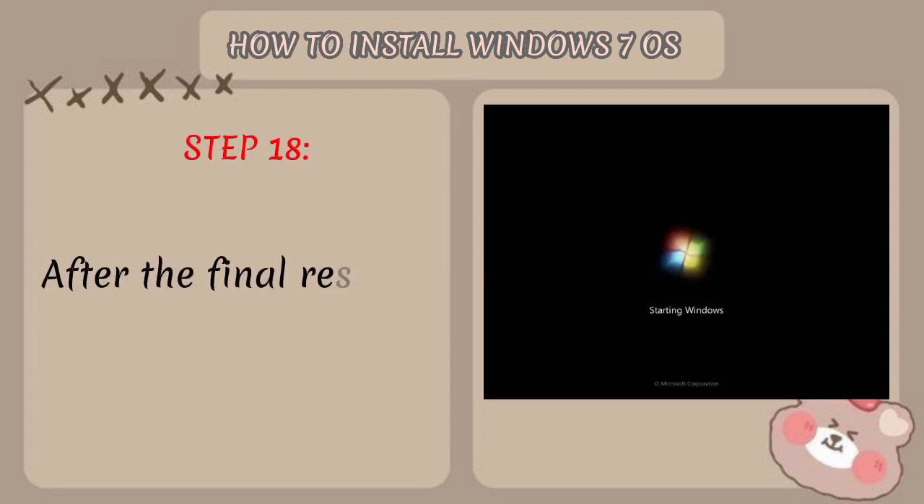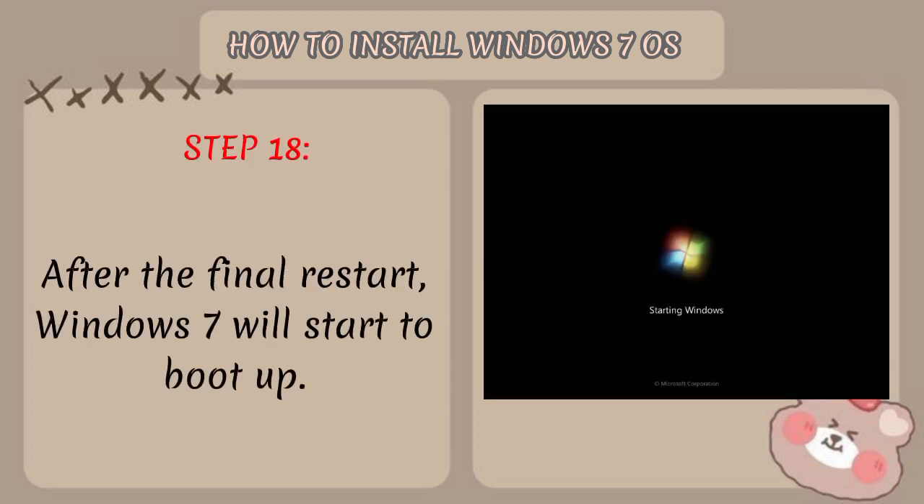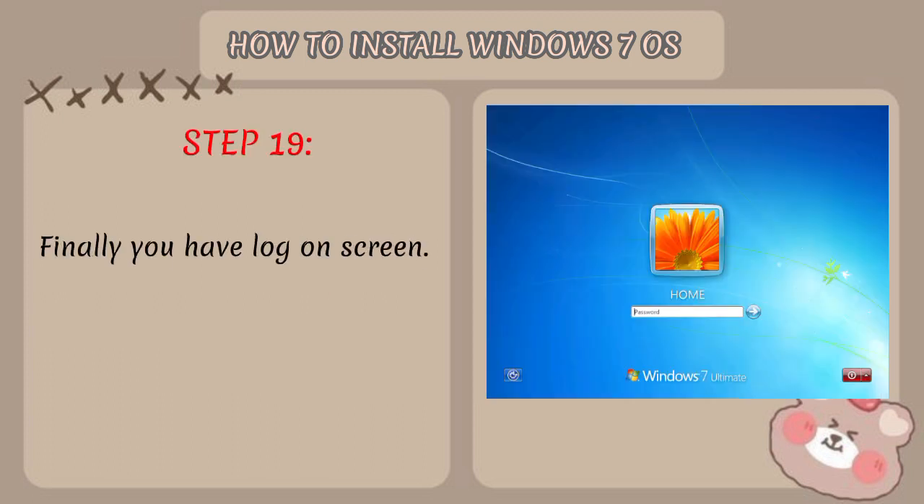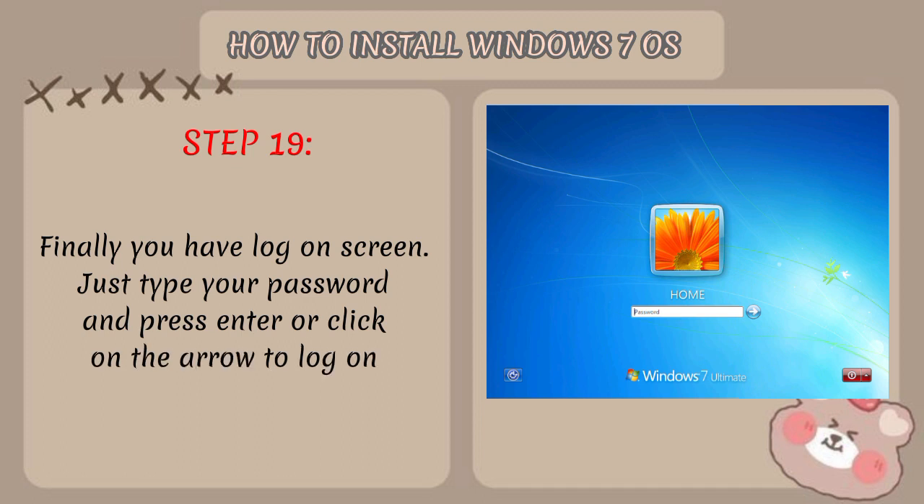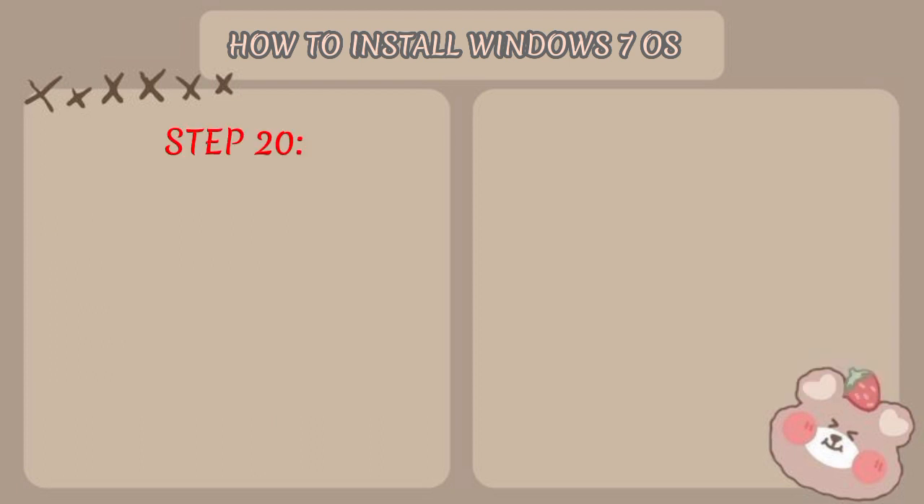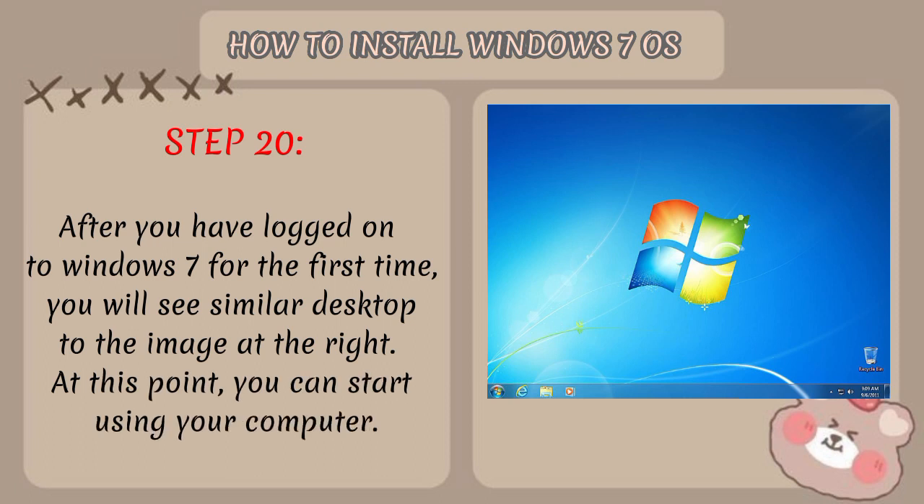Step 18. After the final restart, Windows 7 will start to boot up. Step 19. Finally, you have the log on screen. Just type your password and press Enter or click on the arrow to log on to Windows 7 for the first time. And the last, Step 20. After you have logged on to Windows 7 for the first time, you will see a similar desktop to the image at the right. At this point, you can start using your computer.